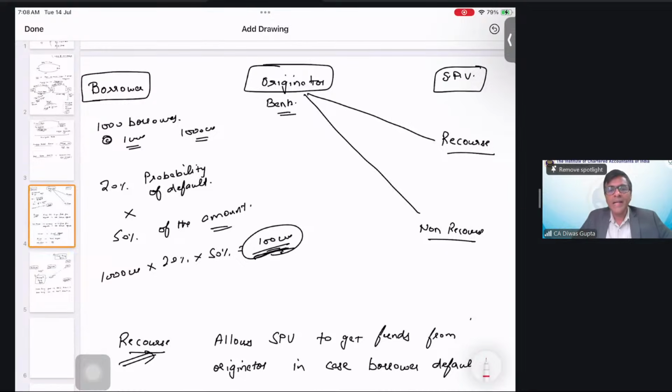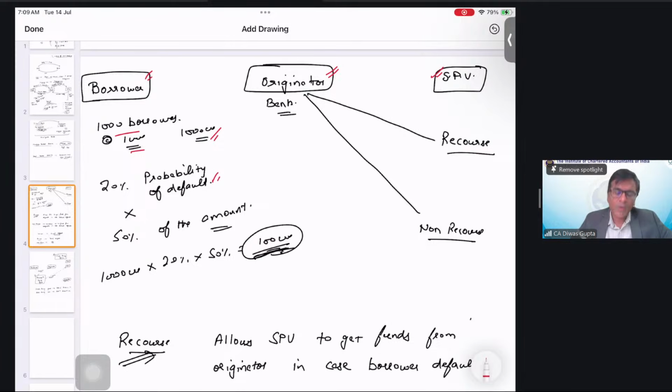Now, let's introduce the different terminologies to this arrangement. Originator is the bank who is actually originating the transaction. Borrower is the one who has borrowed the amounts from the originator, right? The different types of home loans. And SPV is the special purpose vehicle that is created for the purpose of executing the entire securitization. Now, in this example, let's assume there are 1000 borrowers, with 1 crore of borrowing each. So this comes to 1000 crore.